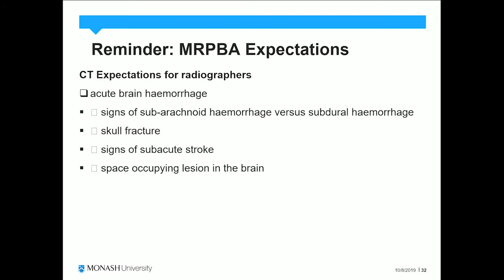So just a reminder again of what the MRPBA expects from our graduates. Firstly, to be able to identify acute brain bleeds, and then also signs of subarachnoid bleeding versus subdural hemorrhage, skull fractures, signs of subacute strokes, and then also space-occupying lesions in the brain. So when we talk about space-occupying lesions in the brain, this can include intracerebral bleeds, but also, for example, a tumor which occupies space within the brain itself.